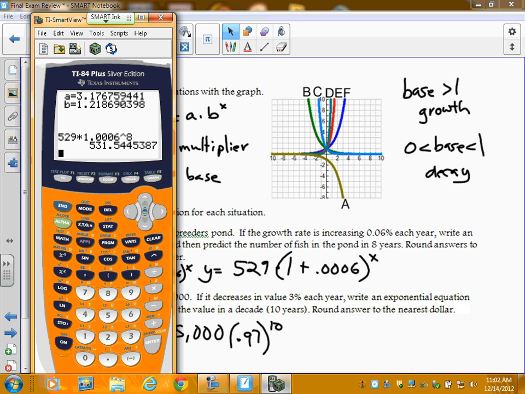So now I do the 175,000 times 0.97. Again, there is no 0.97 in the problem. You just have to be able to read it and go 1 minus 0.03. Again, I got 0.03 from converting what? 3%. $129,049.22.